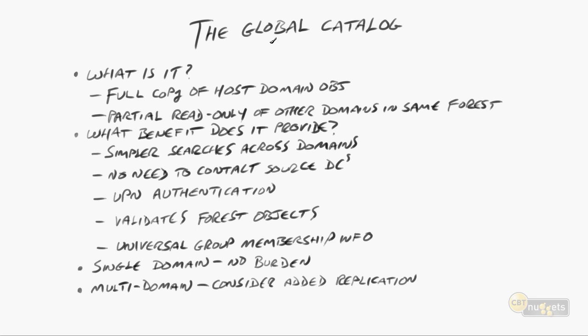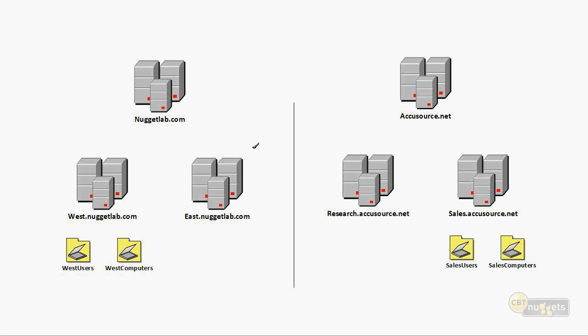Now, I've talked about global catalogs a few different times here, and I want to get specific about what this actually is and what benefit it provides. First of all, as I said before, it's a full copy of the host domain's objects. So if we have a multiple domain environment, for example, let's just take this half of the diagram. If I've got nuggetlab.com, then the global catalog contains all of nuggetlab.com's objects in full. If that's the only domain I've got in the entire forest, then that's really the end of the story, and there's really nothing else to it.